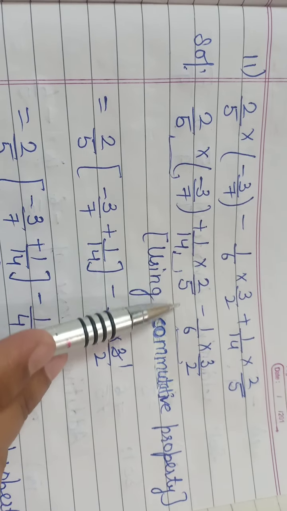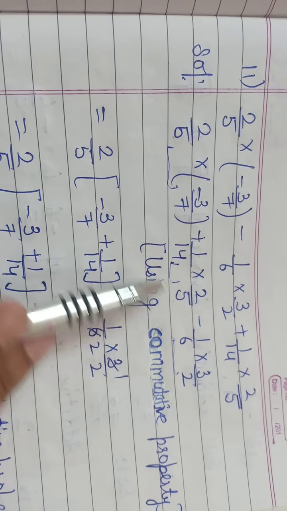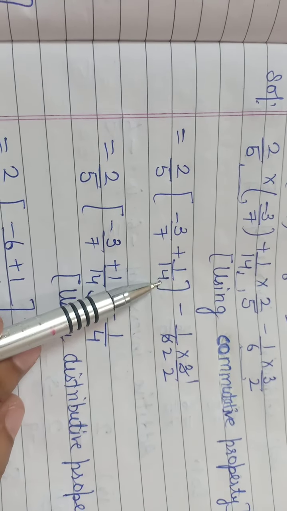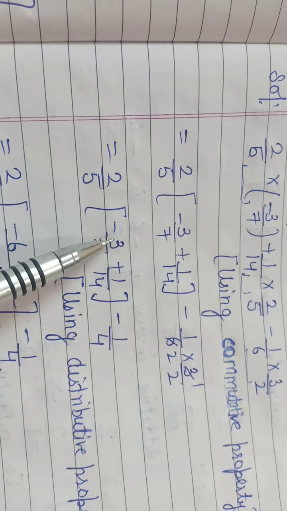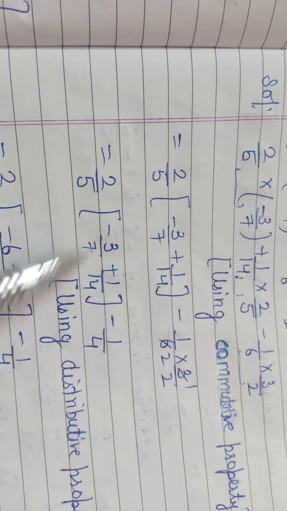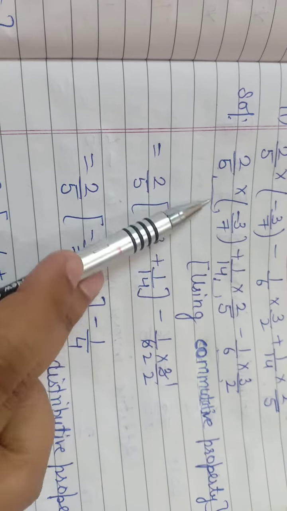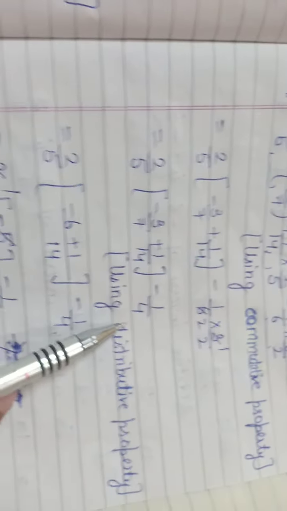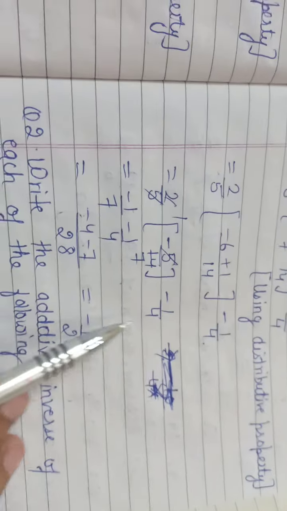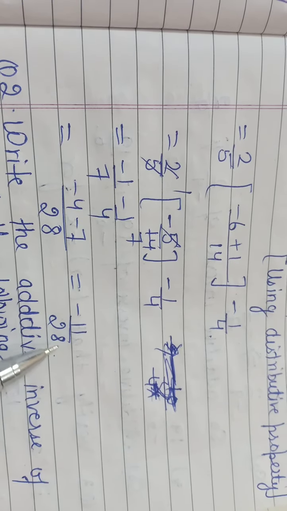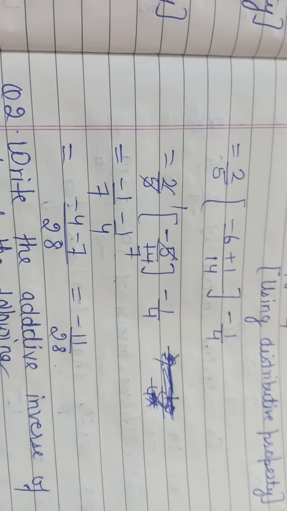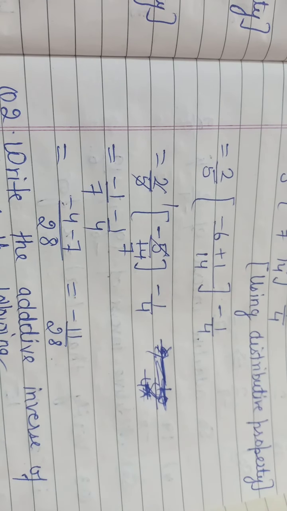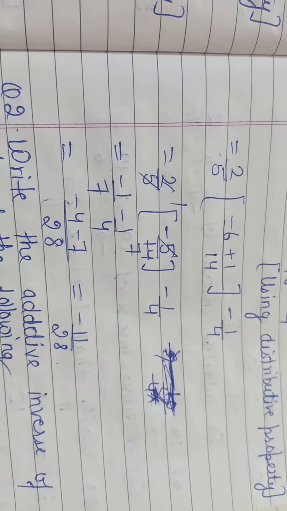Here the commutative property is applied, and after that we can apply the distributive property. After applying the distributive property, 2 by 5 into bracket minus 3 by 7 plus 1 by 14, and minus 1 by 4. Solving it, we get the result minus 11 by 28. So in these two questions we can apply two properties. First is commutative, second is distributive.